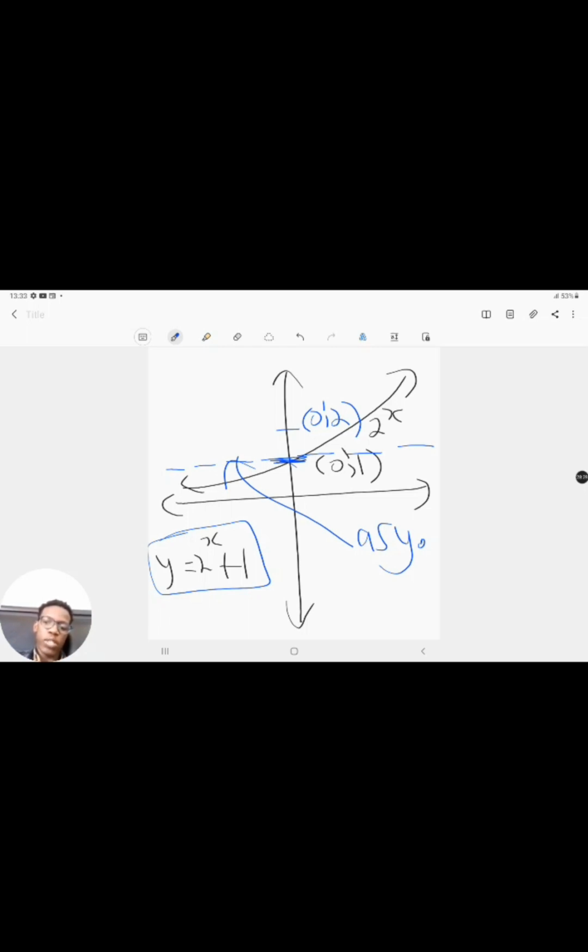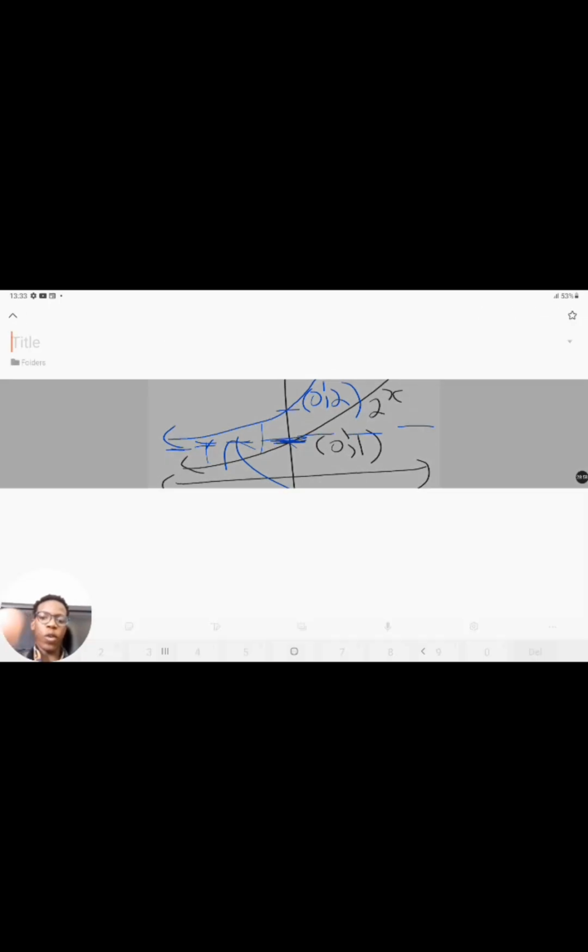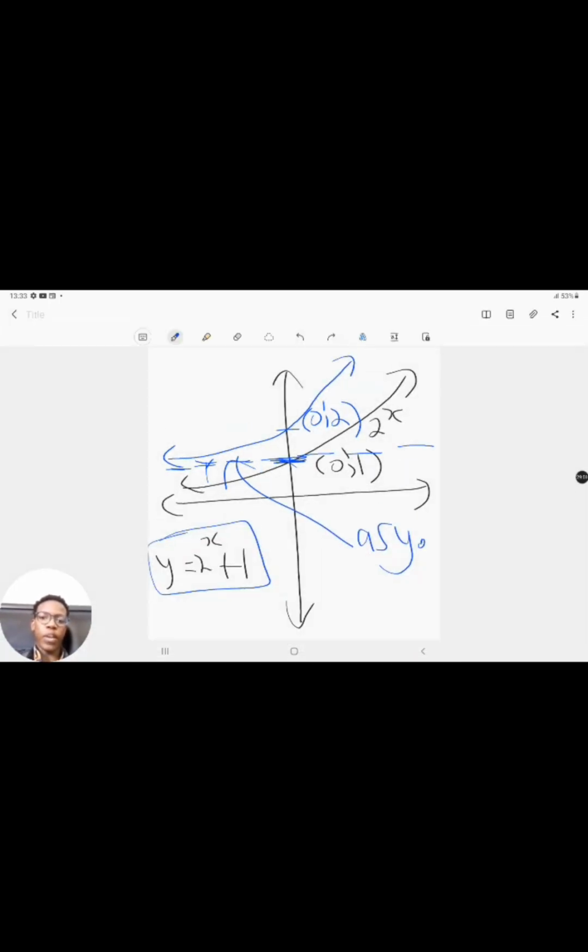Now, since this is your new asymptote in blue here, your graph is not going to touch that. It's going to approach that line, but it's not going to touch it. So your graph is going to pass through your y-intercept. It's going to approach the blue line, but it's never going to touch it. Okay, and your graph is going to look like that. So all that happened is that this black line moved up by 1 unit, but not only did the black line move up by 1 unit, the asymptote moved up by 1 unit as well.